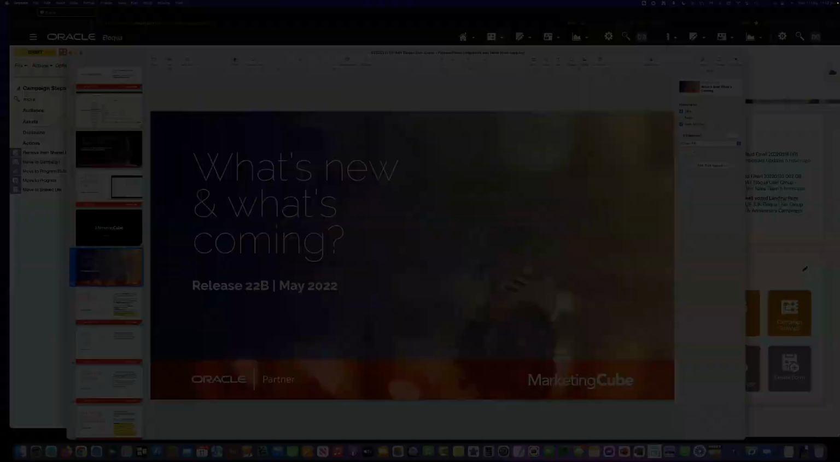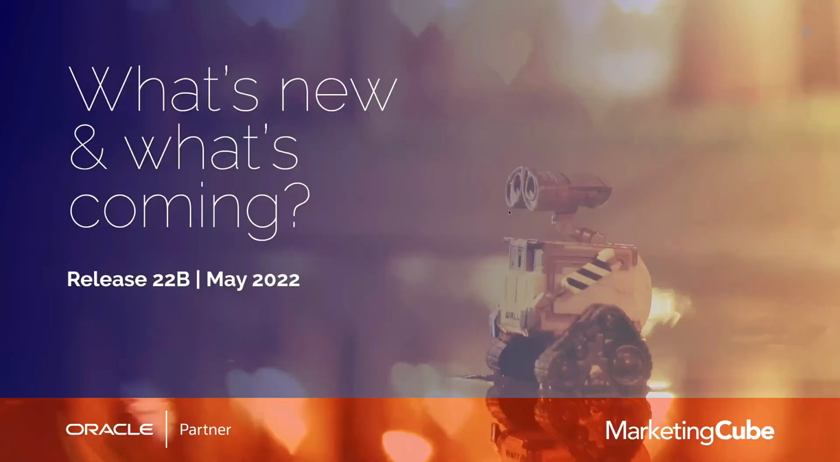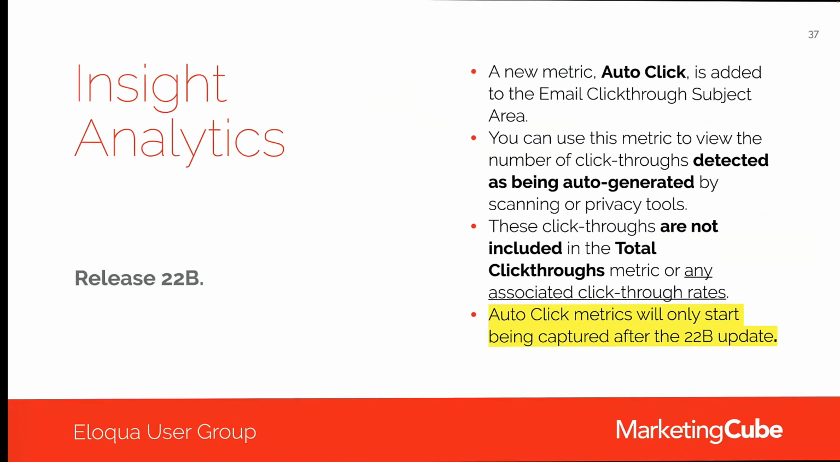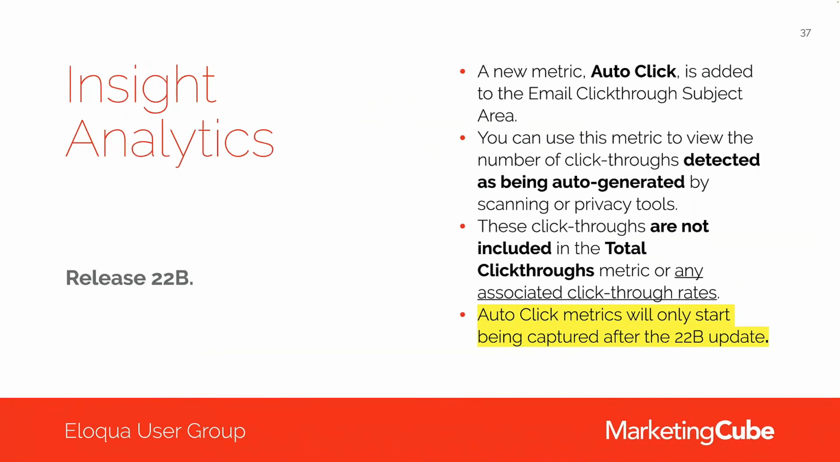Okay, let's have a look at 22B and quickly give you a wrap up. There are a few things happening with 22B that we thought were of interest that we just wanted to share. First one is a new metric. Those of you who have been around a while will know that in February, we all had access to a new metric called Auto Open, which is a direct result of the Apple privacy policy changes that kicked in around September last year. So the email open is available now, but auto click is coming as well. The auto click is sometimes generated by these scanning or privacy tools.